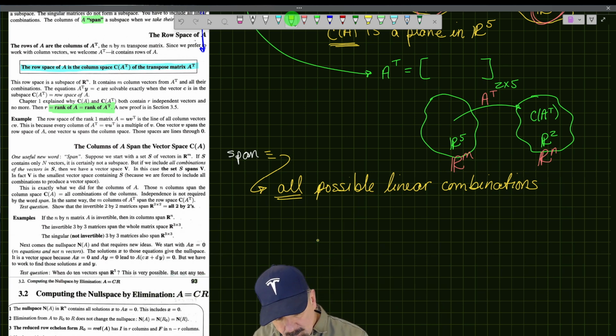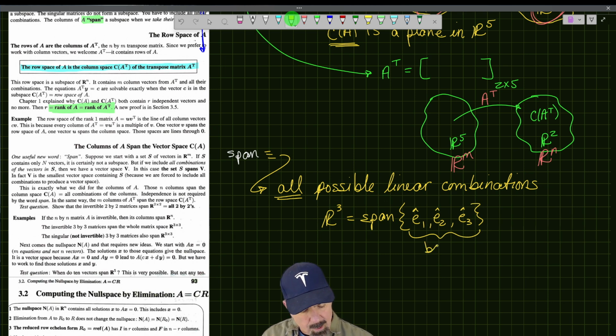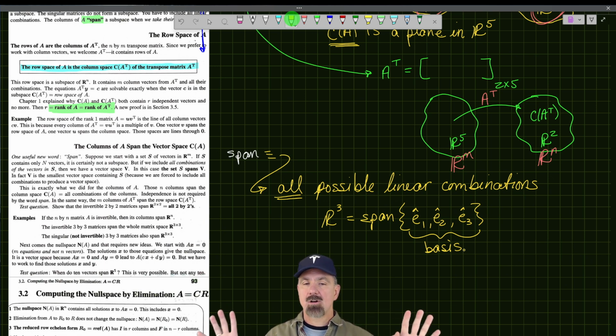A span, and we've talked about this some, let me give you an example. R3 is the span of what we know as the standard basis vectors. That gets to our other word, which is basis. So a basis is just a set of vectors. A span is huge, right? It has all the vectors, all possible linear combinations. A basis is this small little thing. It's just a set of vectors.